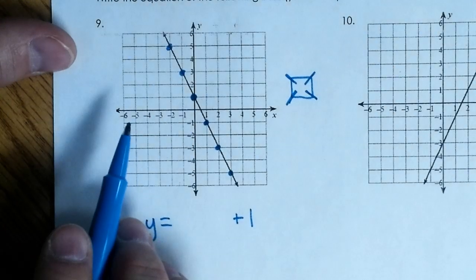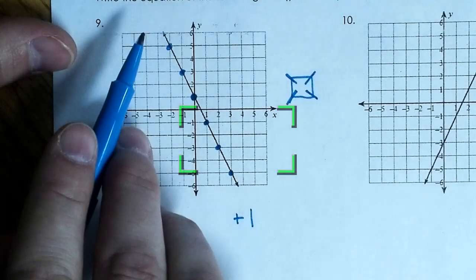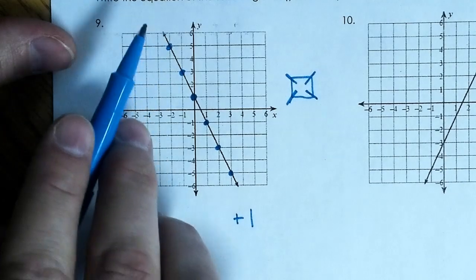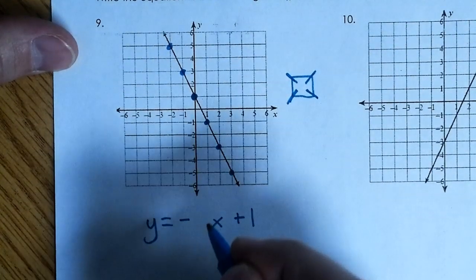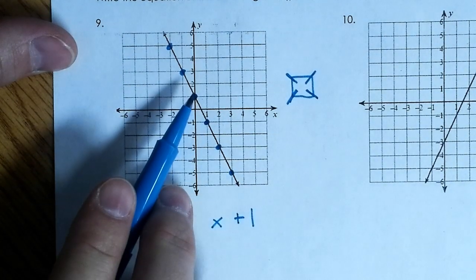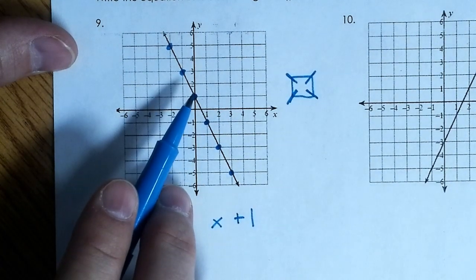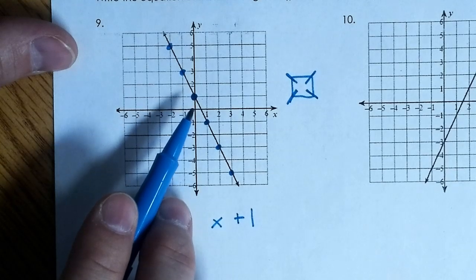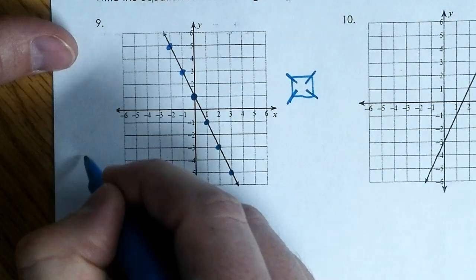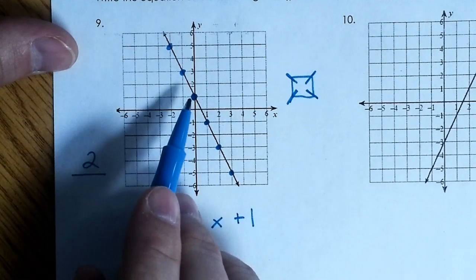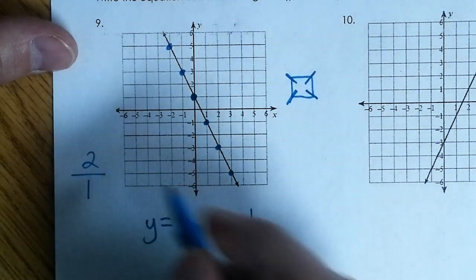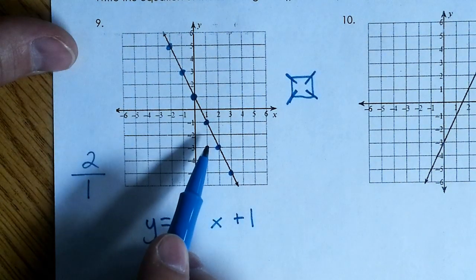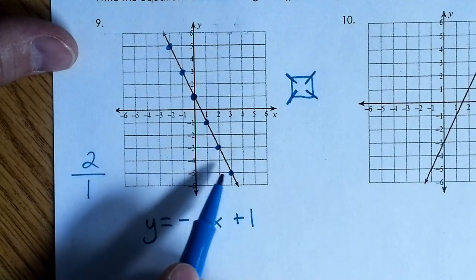So notice, what I like to answer first is, is this a negative or positive slope? Negative. So the slope's going to be negative. I'm just going to put my x in there. So from this dot to this dot, how many did we go? Did we go up or down? We went down 2. And then we went over. We went right 1. And that's what our slope is. Down 2, right 1.